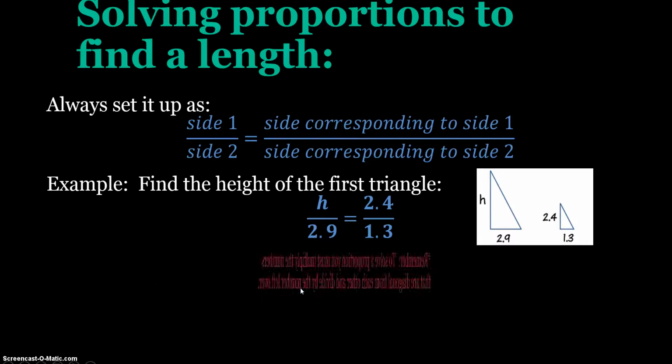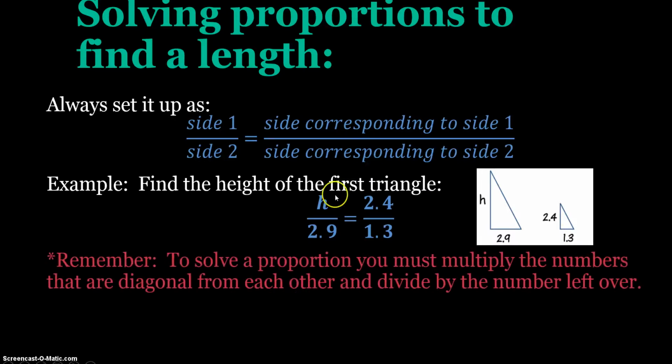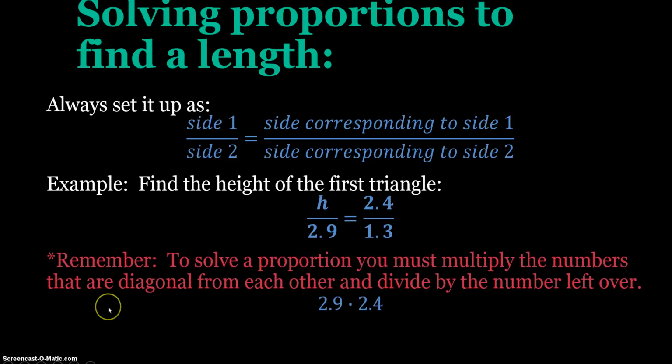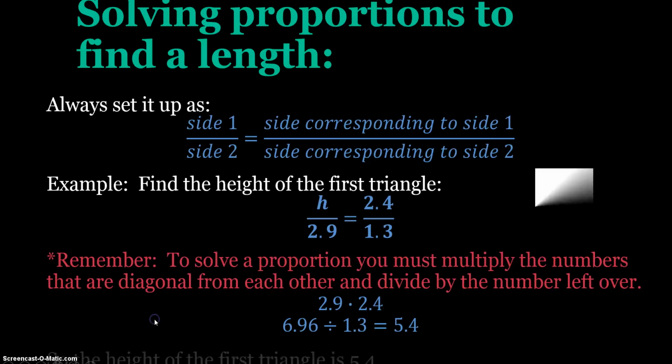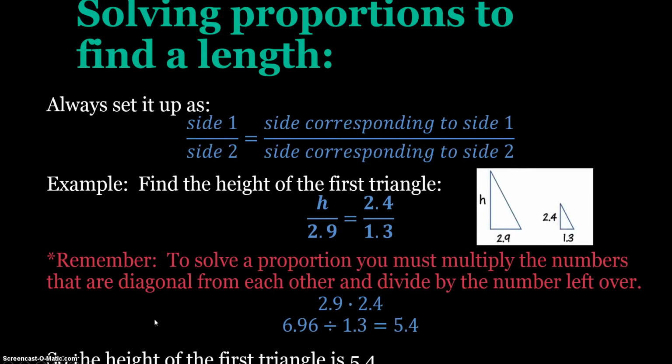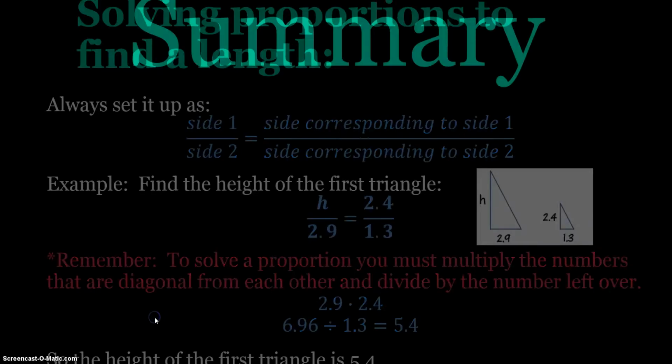We're going to use the exact same steps for solving a proportion. We're going to cross multiply the numbers that are diagonal from each other and then divide by the number left over. So 2.9 times 2.4 is 6.96. Then we're going to divide by 1.3 to get 5.4. So the height of the first triangle is 5.4.